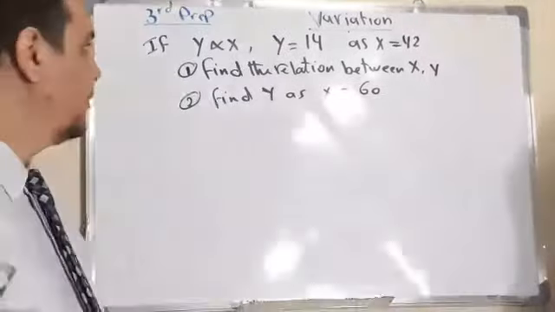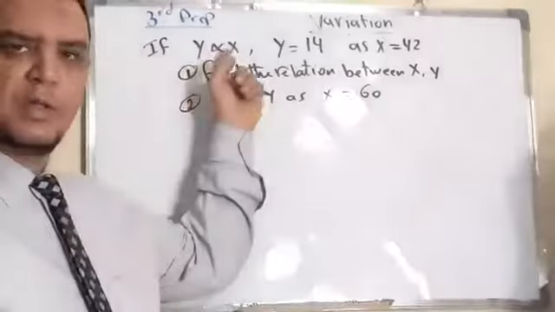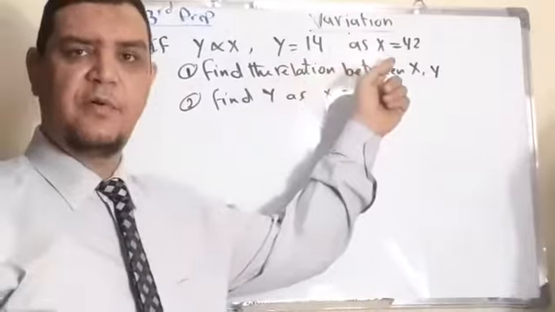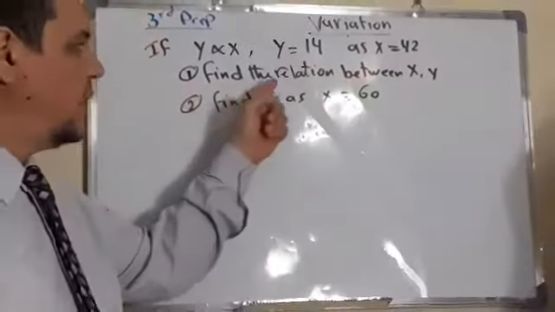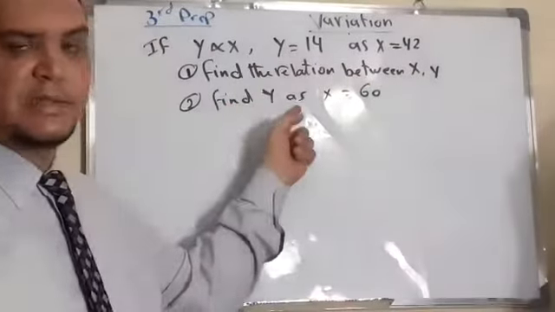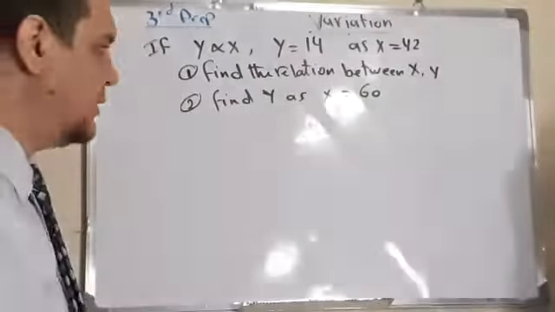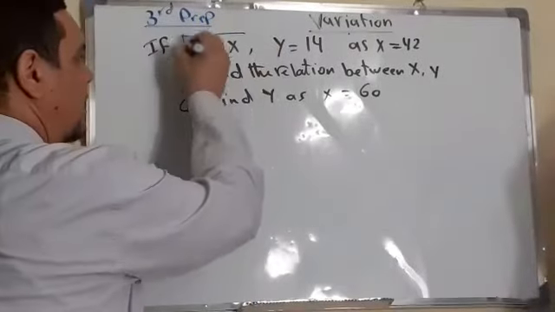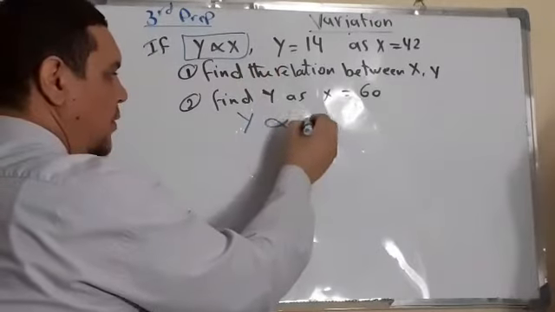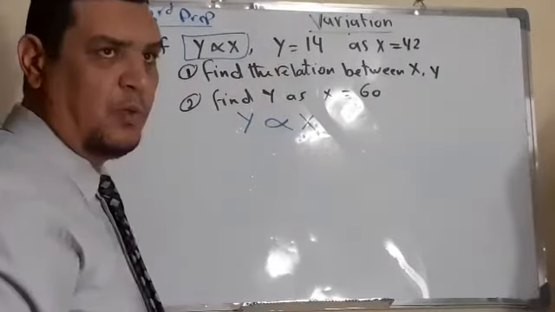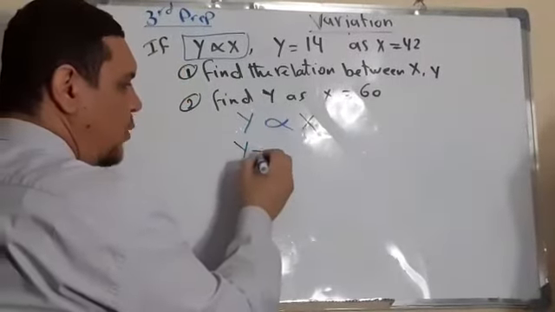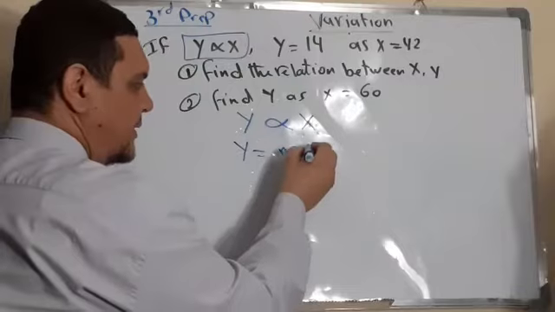The first example: if y varies directly with x, y equals 14 as x equals 42. Number one, find the relation between x and y. Number two, find y as x equals 60. First, we must start with this relation, y varies with x. Now we have direct variation. Then we can write y equals mx.